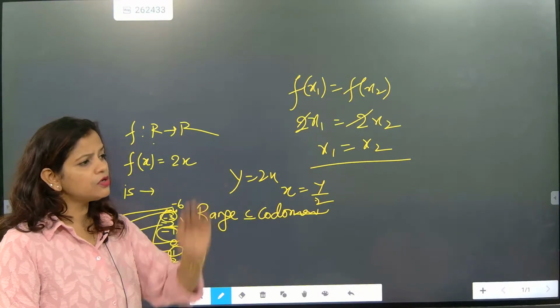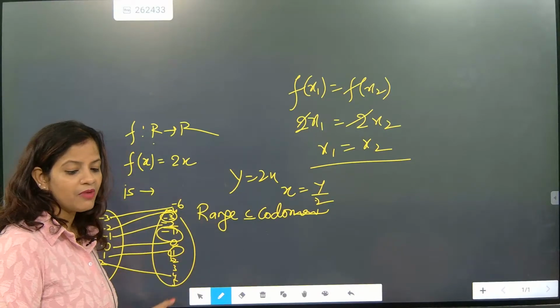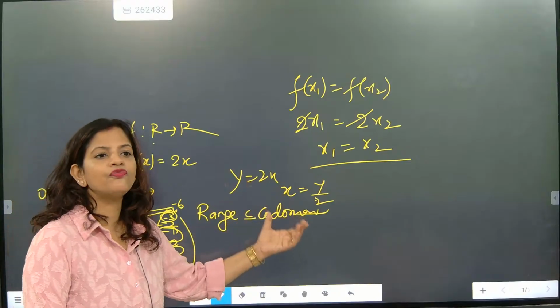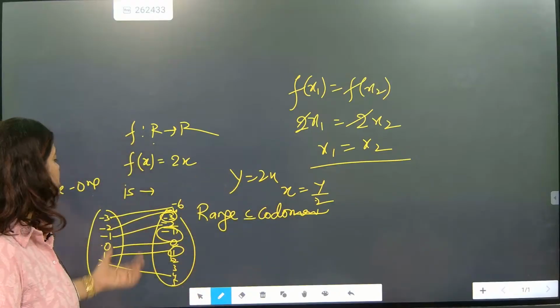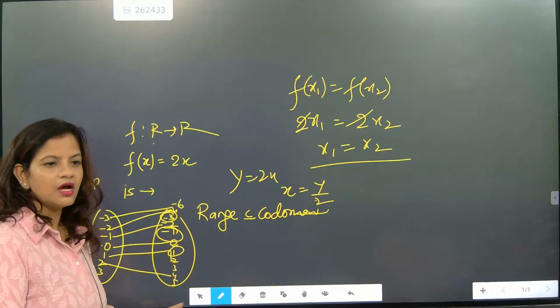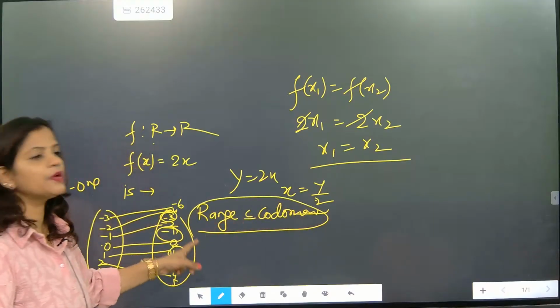So 100% of the domain elements will be mapped, but for the codomain there will definitely be some elements which will not be mapped. Understood? So range is only a subset of codomain.